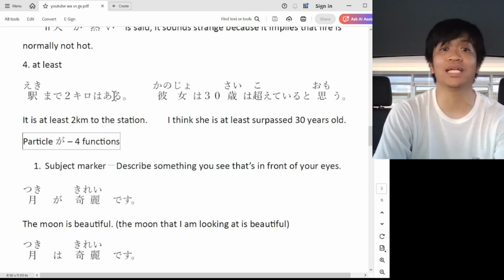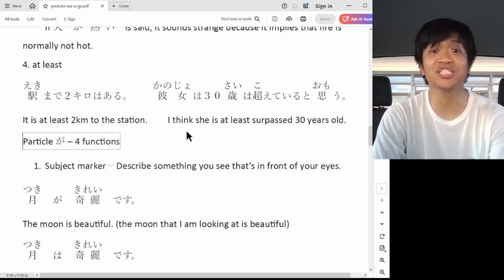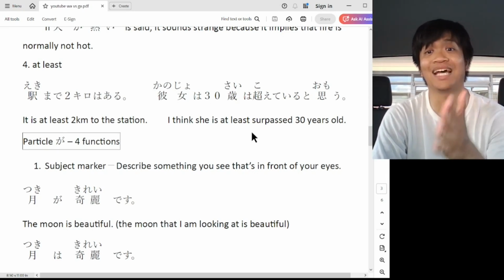Another example sentence we have is 彼女は30歳は超えていると思う. I think she has at least surpassed 30 years old.